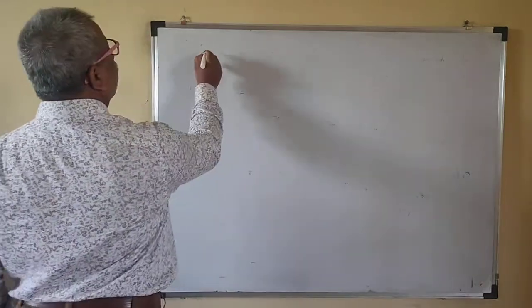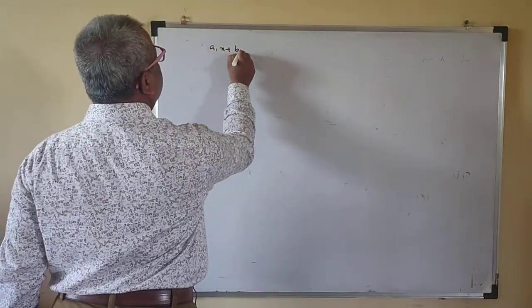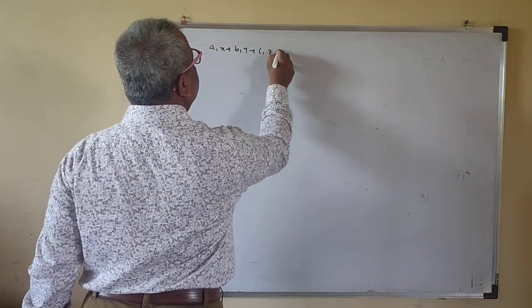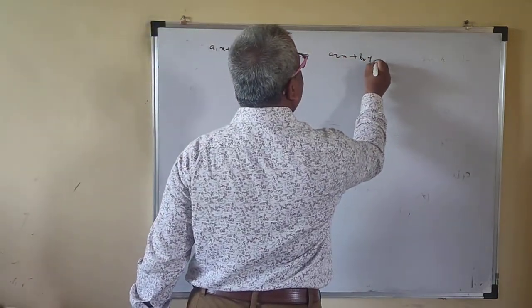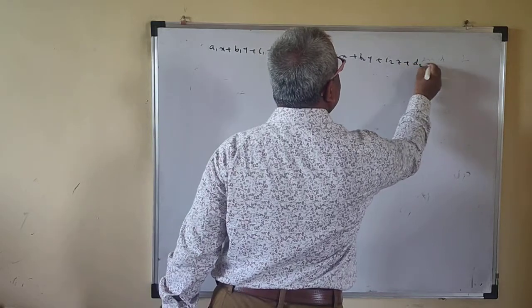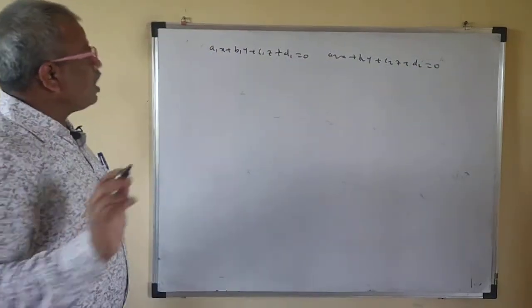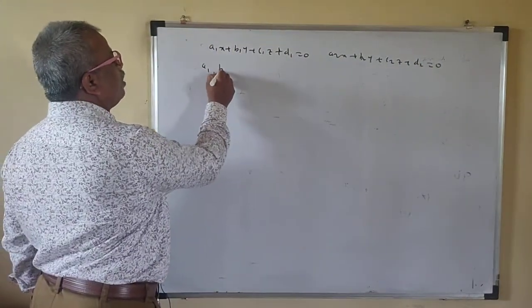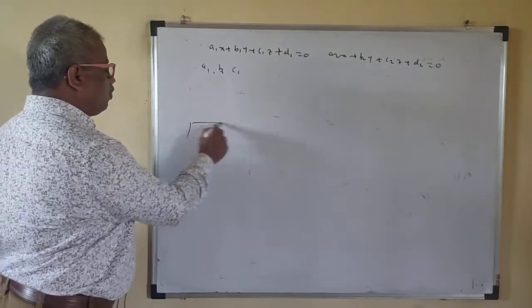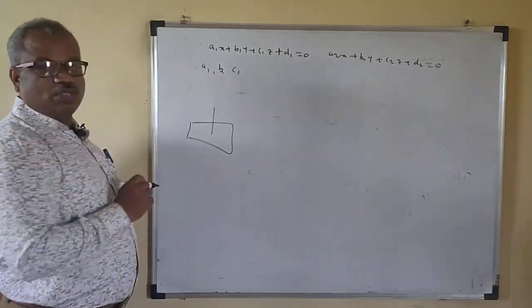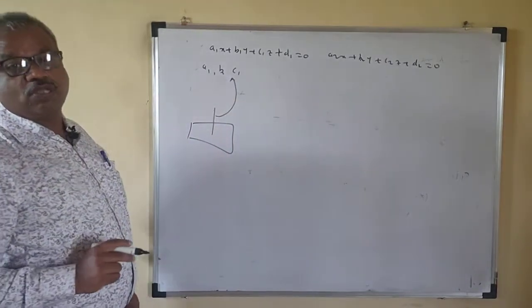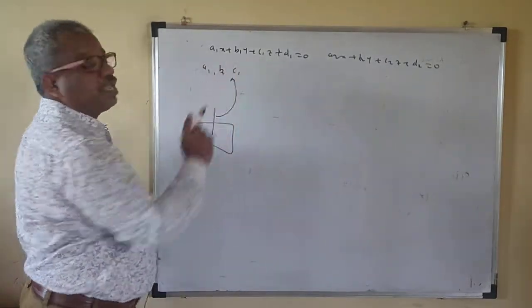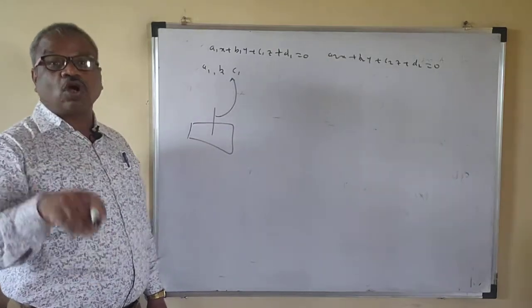Okay. Suppose we have the two planes a1x + b1y + c1z + d1 = 0 and a2x + b2y + c2z + d2 = 0. Note that for the plane, a1, b1, c1 is the perpendicular to the plane, the normal. The DRs of the normal to the plane are always the coefficients of x, y, z.